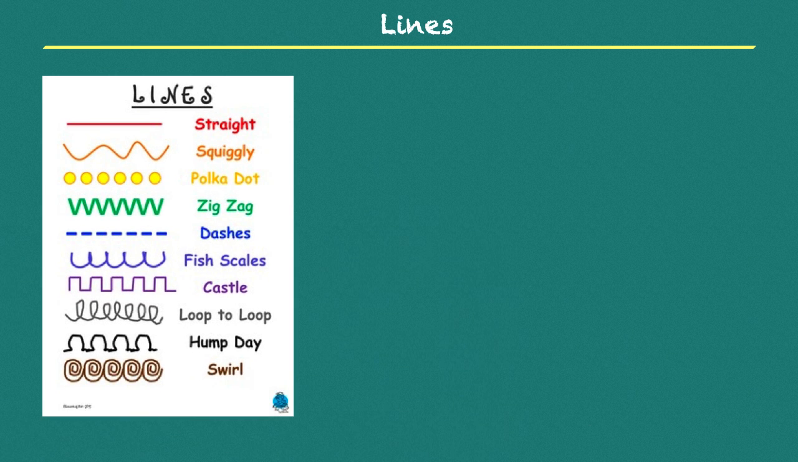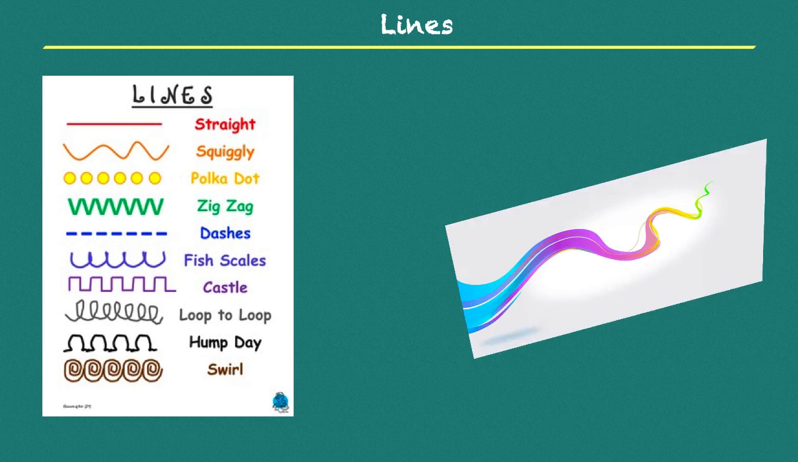There are many different types of lines. Lines can be straight, squiggly, polka dot, zigzag. They could have dashes, or they could look like fish scales. They could be the top of a castle wall. Sometimes you see loop-to-loops, bounces like hump day or swirls. There are so many types of lines, but all different lines show movement.